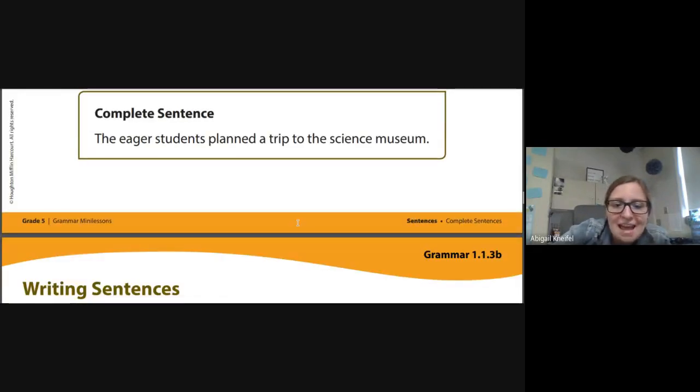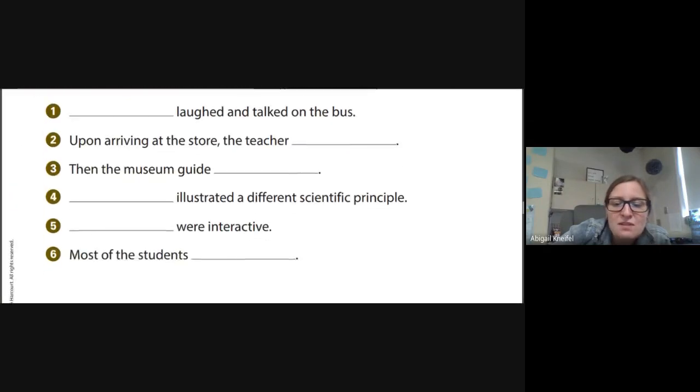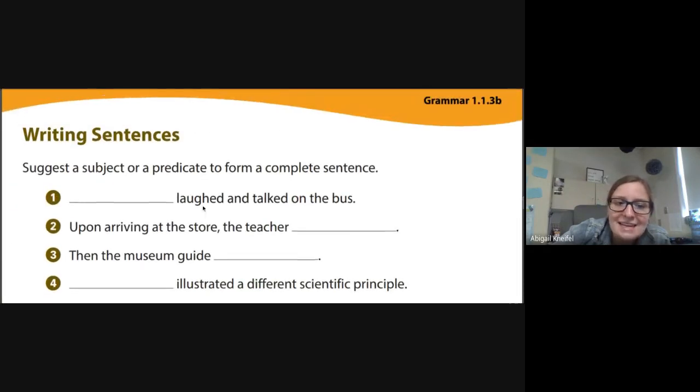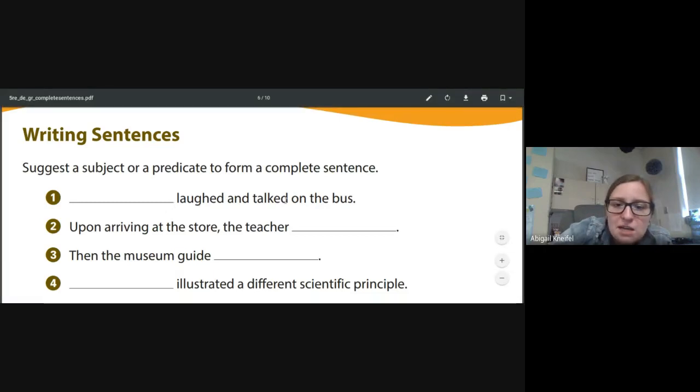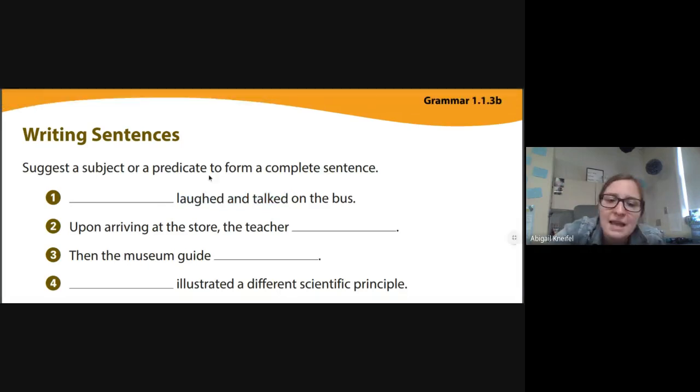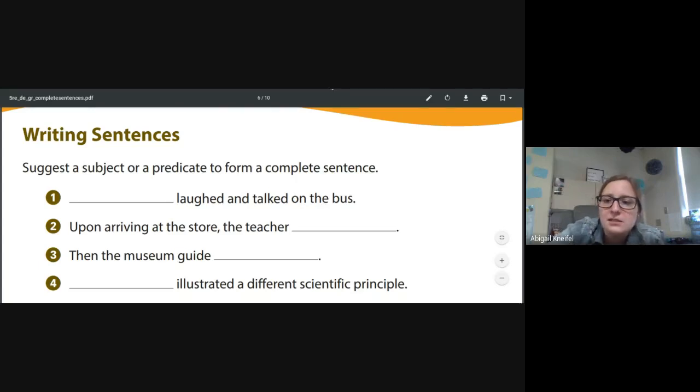So now each one of these sentences is missing either a subject or a predicate. So you guys are going to write the first part or the last part of the sentence in the chat, and I'm going to read some aloud. So blank laughed and talked on the bus. So laughed and talked would be our predicate. So we're missing a subject. So here's our predicate. We need a subject. So type a subject for me in the chat.